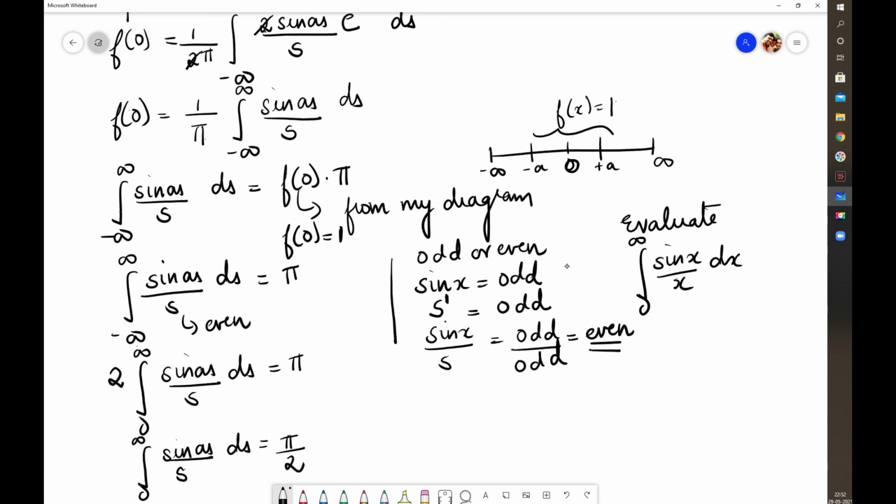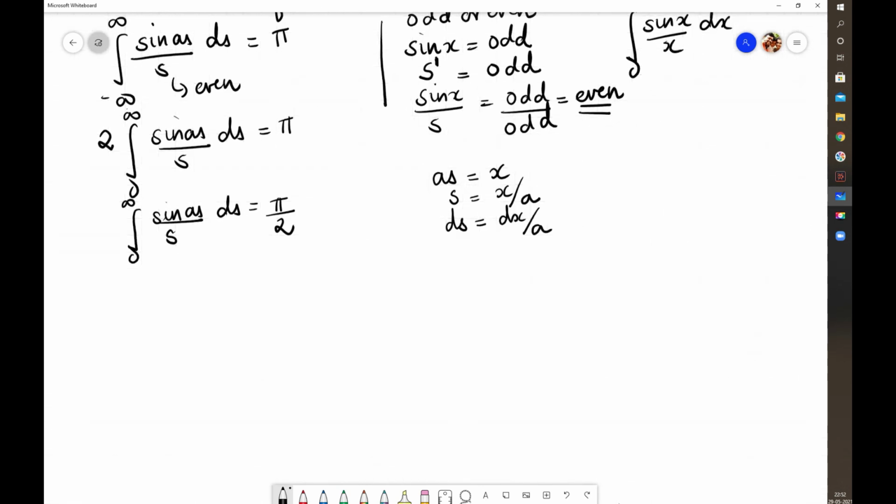Fine. Now look at this. 0 to infinity. Here also it is 0 to infinity. Here it is sine x by x, whereas here it is sine as by s. So what do I have to do? Instead of as, I have to put x. So now what is the value of s? The value of s is x by a. Fine. Now what is the value of ds? ds is dx by a. Fine. Now what will I do? I will substitute this here.